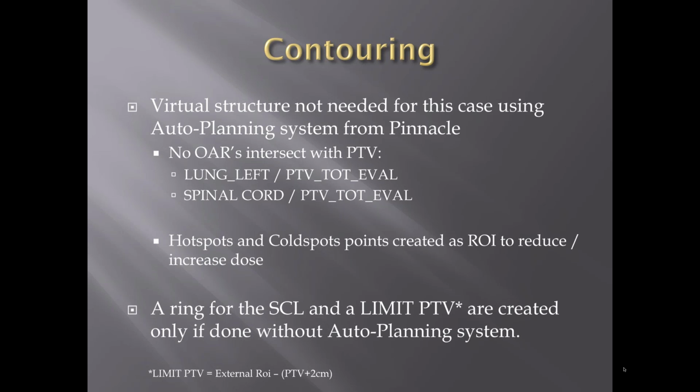With the auto planning system, I didn't use virtual structures because there isn't any intersection between the PTV and the left lung, or the spinal cord and the PTV. So the only virtual structures I created are hotspot and cold spot points to reduce and to increase those.